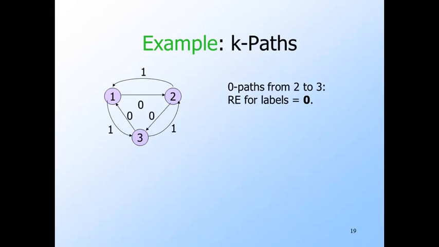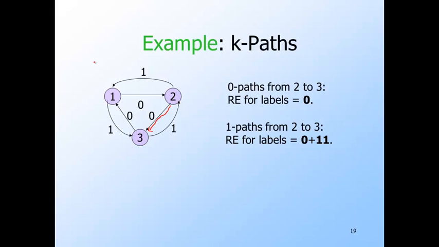The 0 paths from state 2 to state 3 are the language of the regular expression 0. The reason is that we can only follow an arc from 2 to 3, and there's only one, the one that has label 0. That's the 0 that describes the only path that gets us from state 2 to 3 without going through any other state.